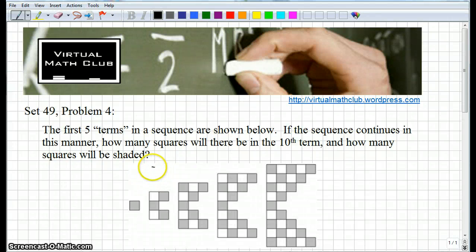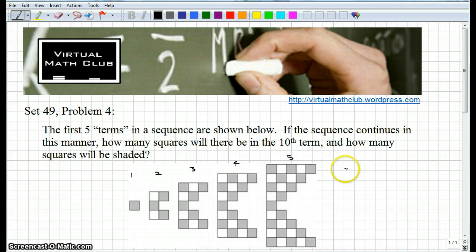Problem number 4. The first 5 terms of a sequence are shown below. If the sequence continues in this manner, how many squares will there be in the 10th term? And how many squares will be shaded? Alright, so we're assuming this is 1, and this is 2, and 3, and 4, and 5. The 5 terms. So let's actually make a table and see if we can find a pattern.